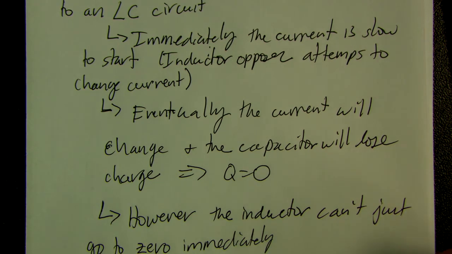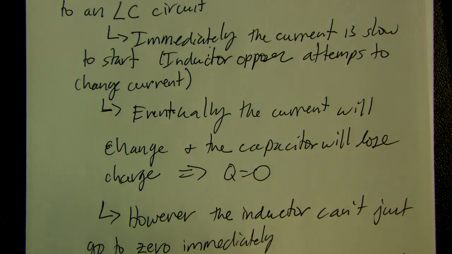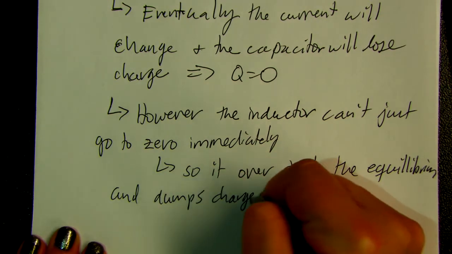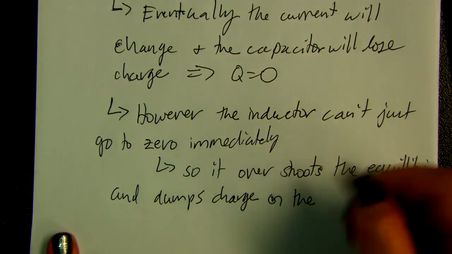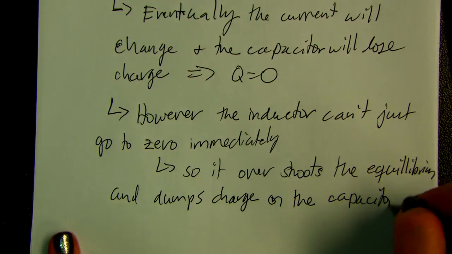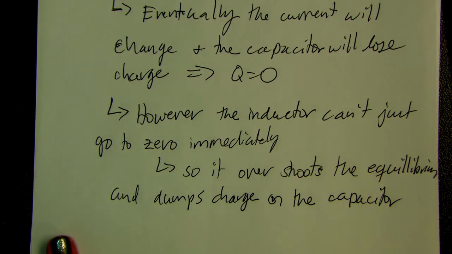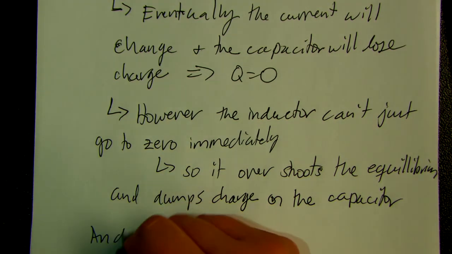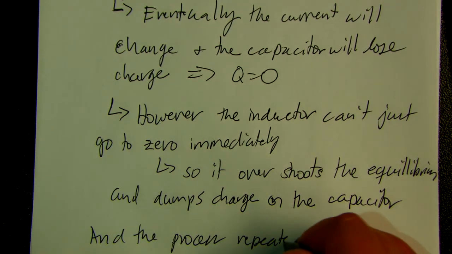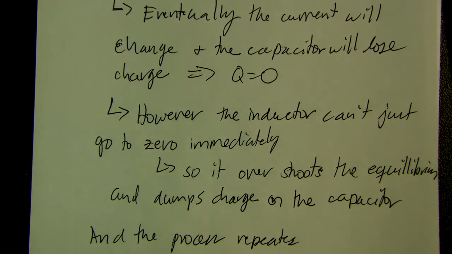The equilibrium and dumps charge on the capacitor. So you got all that EMF, goes right back there. And the process repeats, going back and forth and back and forth, charging up the capacitor, discharging the capacitor.